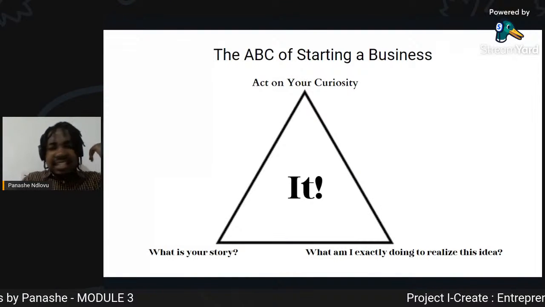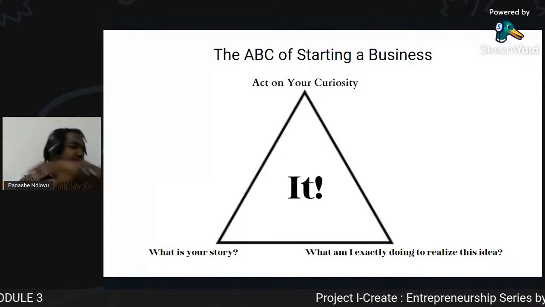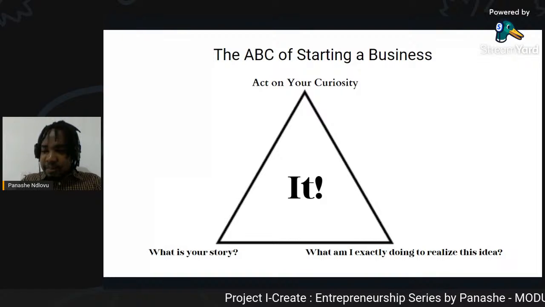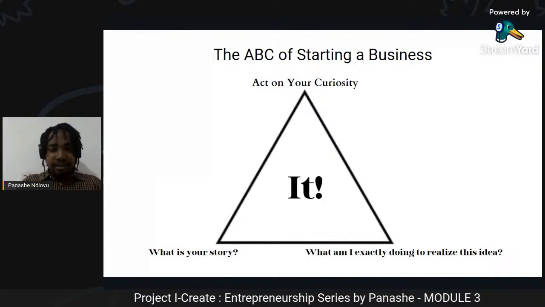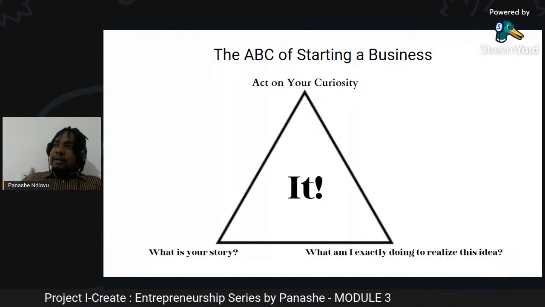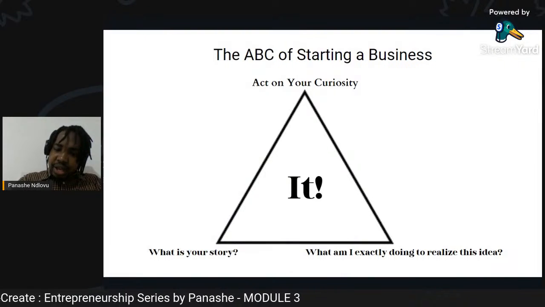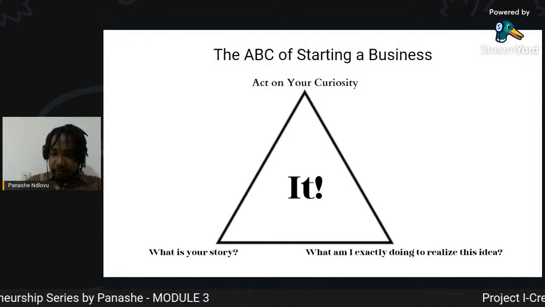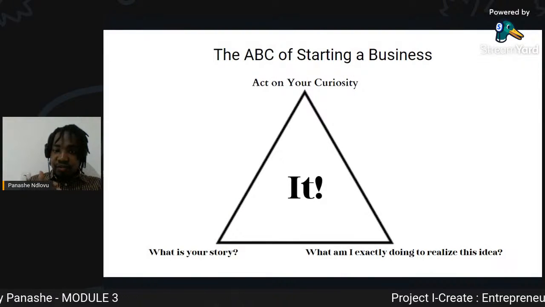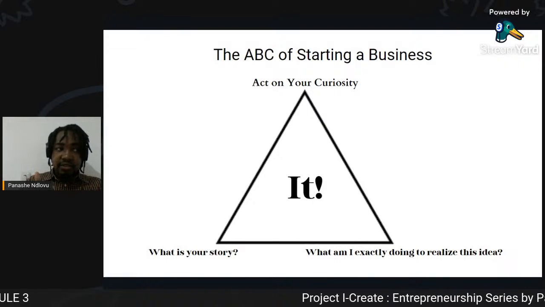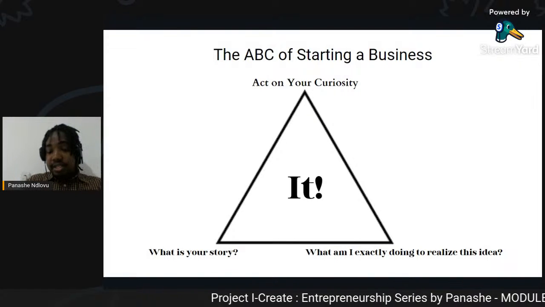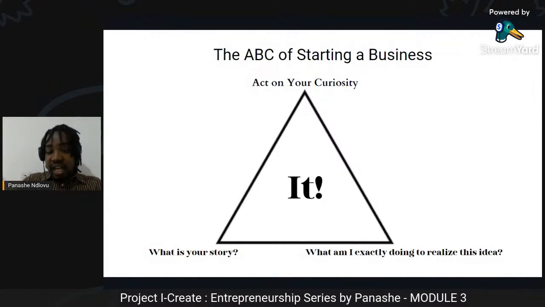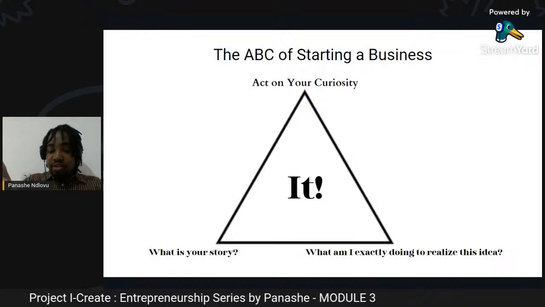I'm in my ideation stage and it's not making sense, right? So how is this business going to happen, right? So it's really important to have clarity, as we venture into entrepreneurship and as we venture into starting this business. It's always important to have clarity on what you're trying to do.